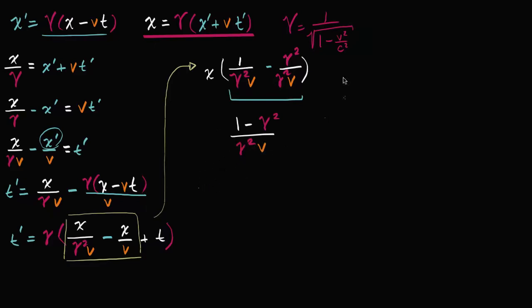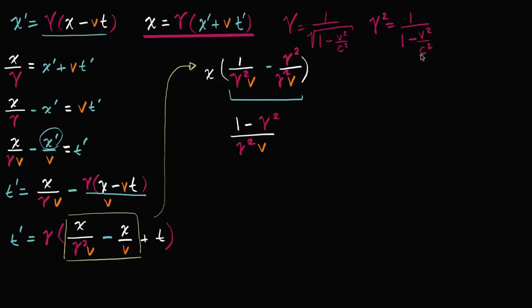Well, it seems like it'll be useful to have a different way of writing. Well, let's think about what gamma squared is. Gamma is this business right over here, which if we were to square it, gamma squared, is going to be equal to 1 over 1 minus v squared over c squared. I just squared the numerator. 1 squared is 1. Take the square of the square root, you're just going to get that.